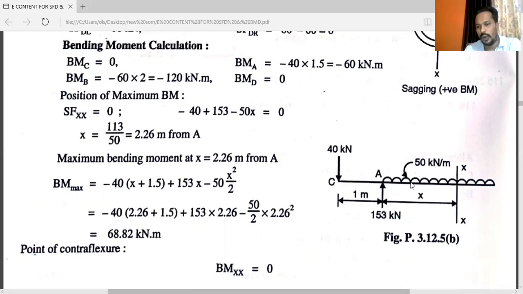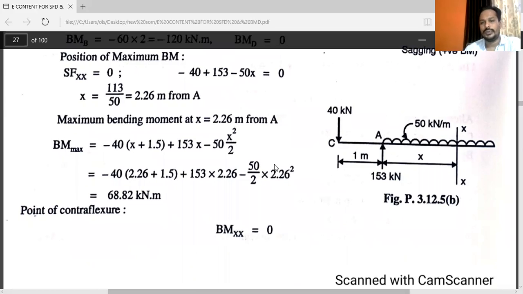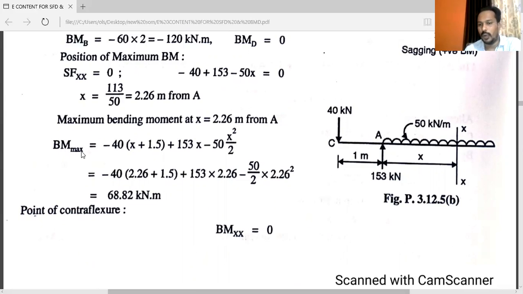So from this point, this X will be 2.26 meter from A. So maximum bending moment you will get at this point only. So here you can see minus 40. You have to calculate maximum bending moment at point XX.